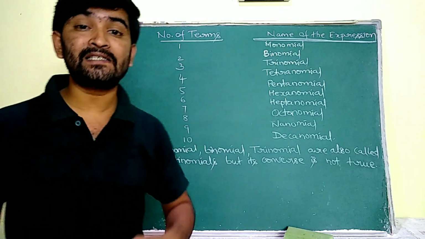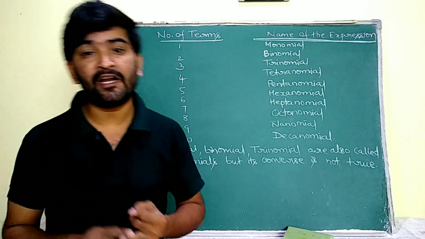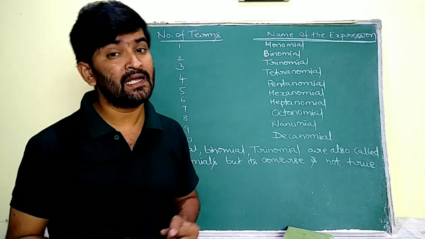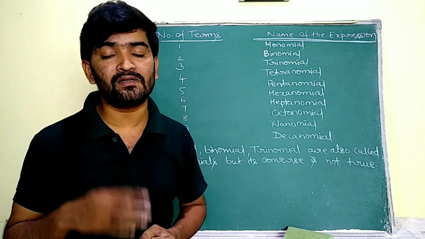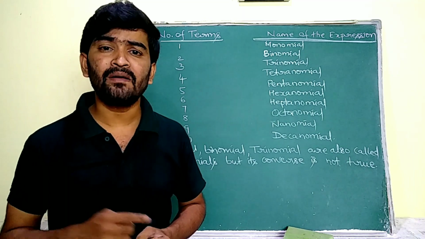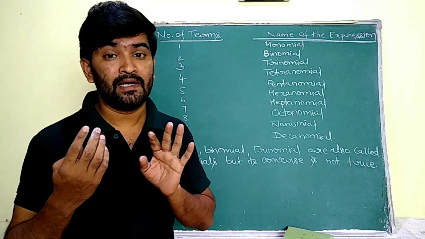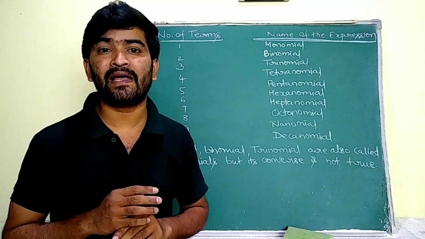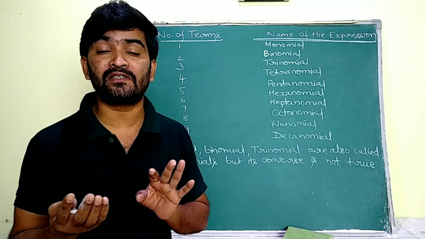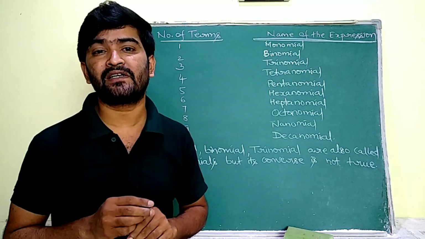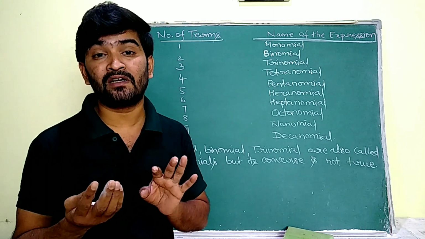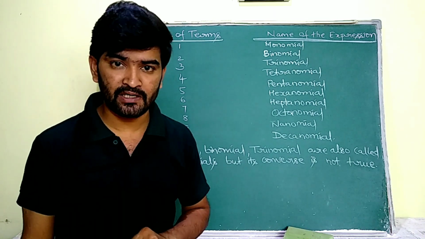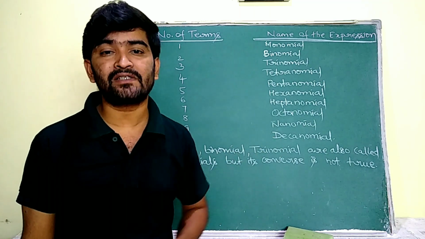That means a monomial is known as a multinomial. A binomial is also known as a multinomial. A trinomial is also a multinomial. But a multinomial is not going to be named as a monomial. A multinomial is not going to be named as a trinomial. A multinomial is not going to be named as a binomial. Okay, so its converse is not true.